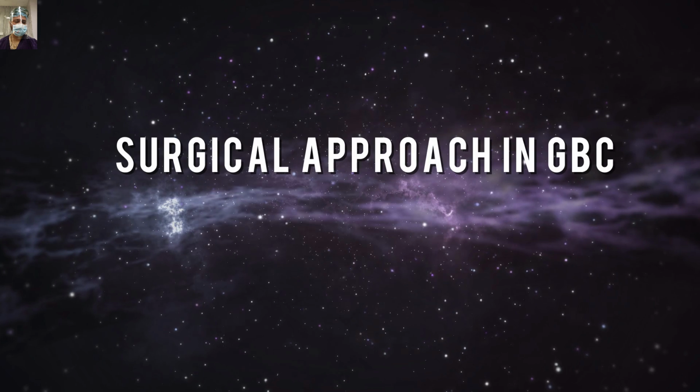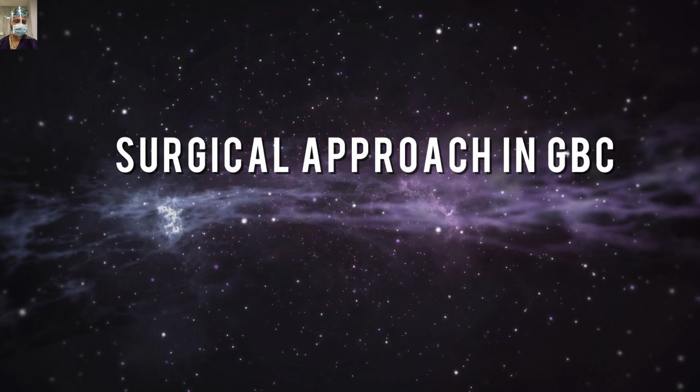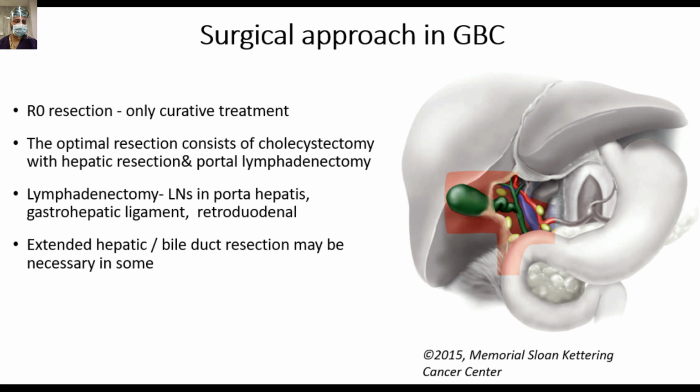Coming to the surgical approach in gallbladder cancer. Surgical resection is the only curative treatment at present. There is no other option. If the patient is resectable, he or she should be resected. The optimal resection consists of cholecystectomy with hepatic bed resection and portal lymphadenectomy. Lymphadenectomy in the porta hepatis, gastrohepatic ligament, retroduodenal region.